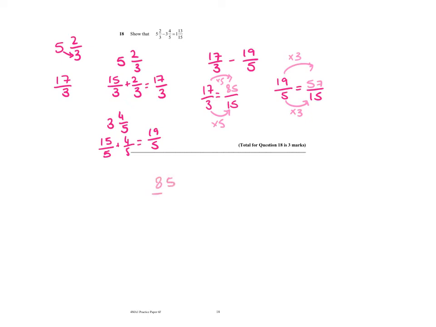Now I have 85 over 15, because that was originally my 5 2/3, minus 57 over 15, which was originally my 3 4/5. But again, this is exactly the same. We've just made them equivalent. Now when they have the same denominator, I can take them away. So 85 minus 57 is 28. So I have 28 over 15. Now 15 goes into 28 one time, remainder 13. So that equals 1 13/15, which is exactly what we have shown.